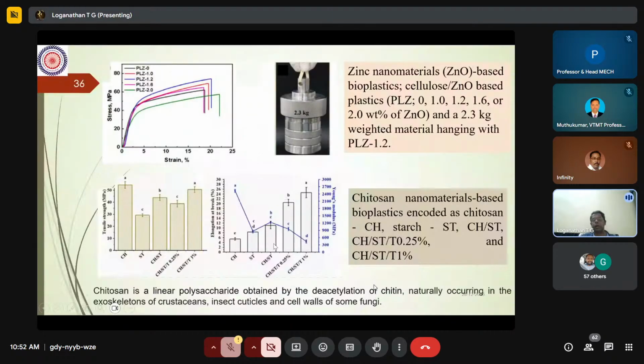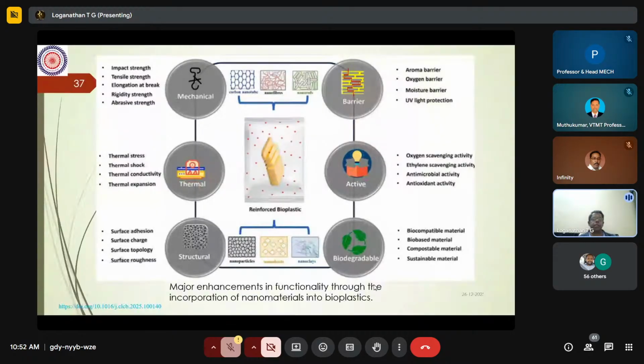Another one is with starch addition, chitosan nanoparticle based bioplastics. You can see that as the starch percentage is increasing, the elongation to break and the Young's modulus are also increasing. So these are all small works which we can try with the available resources. And as I mentioned, this blending: you have natural fibers, you have polymers, and we have to incorporate some nanoparticles like nanoclays and nanosheets, by which we can have an overall enhancement in the properties.